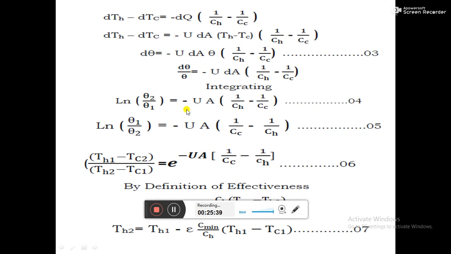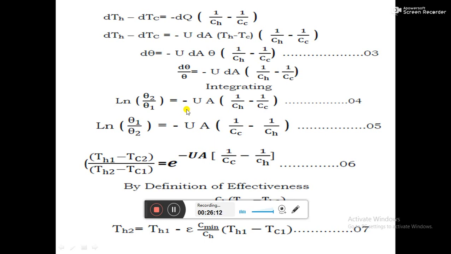Subtracting the two terms, we can write dTh minus dTc equals minus dq into (1 by Ch minus 1 by Cc), taking that minus dq term outside. Now replacing dq with the term U into dA into (Th minus Tc), we can write dTh minus dTc equals minus U into dA into (Th minus Tc) into (1 by Ch minus 1 by Cc).